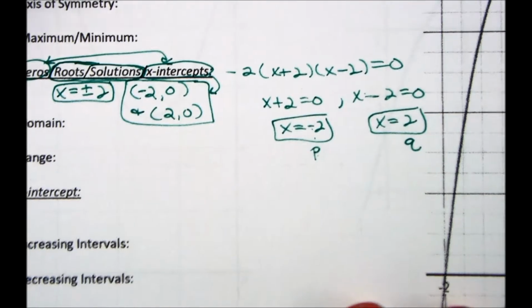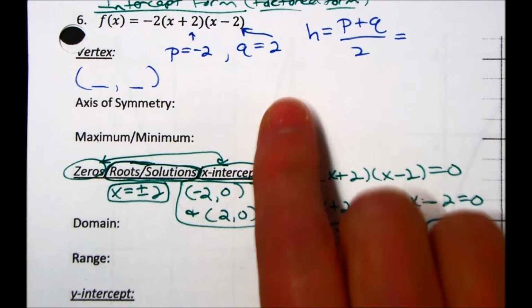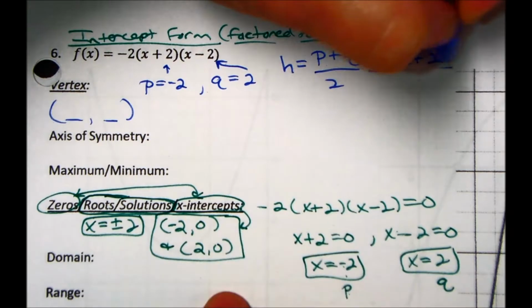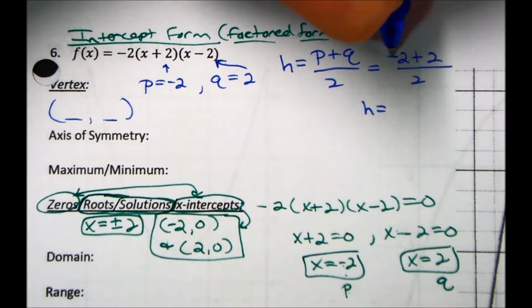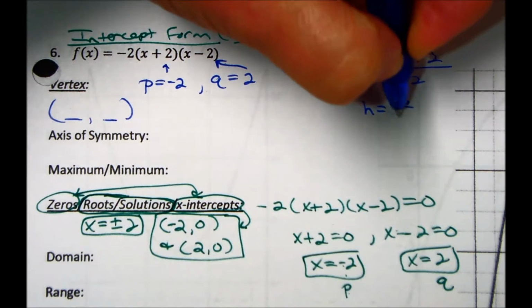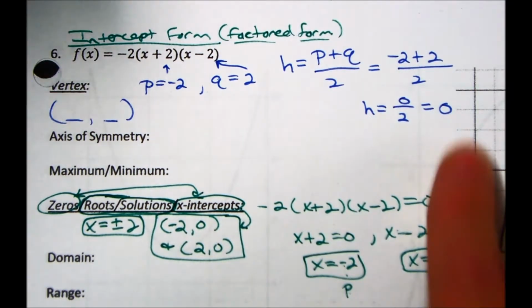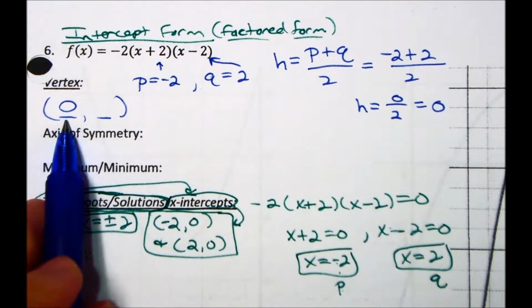All right, so going back to this problem that we were doing. We're doing the same thing here. So we're taking the p, which is negative 2, plus the q, which is positive 2, divided by 2. Lots of 2's. The numerator, negative 2 plus 2, is 0. And 0 divided by anything is 0. So that tells us the x-coordinate of our vertex is 0.